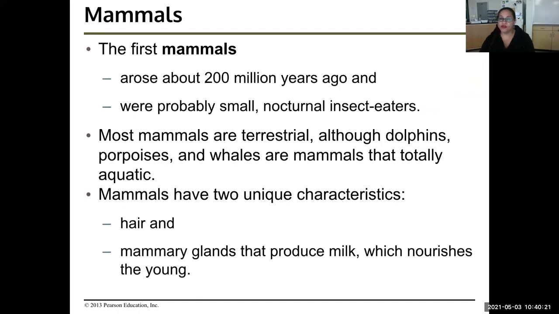The first mammals arose about 200 million years ago, and they were probably small nocturnal insect eaters. Most mammals are terrestrial, although dolphins, porpoises, and whales are mammals that are totally aquatic. And mammals have two unique characteristics. They have hair. Sometimes the hair is very thick and it's called fur. But they also have mammary glands that produce milk, which nourishes their young. No other animal class has that.